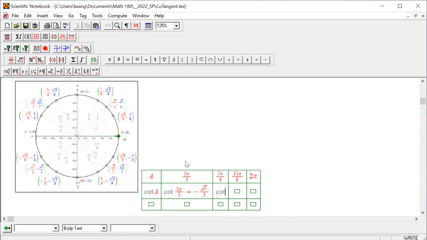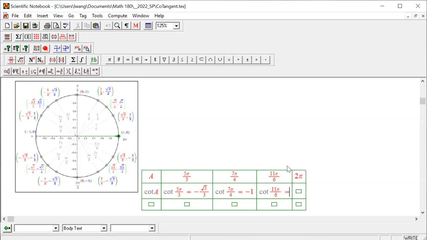Okay, so cotangent 7 pi over 4 equals negative 1, because the red is root 2 over 2 and the blue is negative root 2 over 2. These two divide, and we get negative 1. Cotangent 11 pi over 6 is going to be the red divided by blue, so we're going to end up with negative root 3.